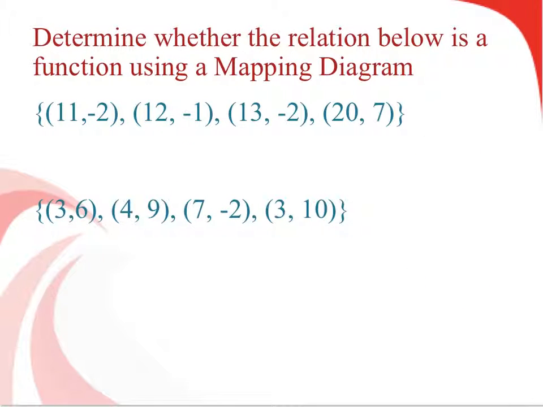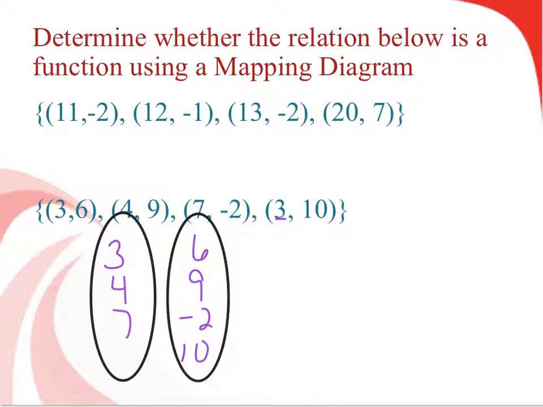Again, I will create my mapping diagrams. So I have 3, 4, 7, and then another 3 that I don't have to put in twice, and 6, 9, -2, and 10 in my other mapping diagram. Now I have 3 goes to 6, 4 goes to 9, 7 goes to -2, and then 3 goes to 10. As you can see, my number 3 goes to two different y values. So that means this is not a function.